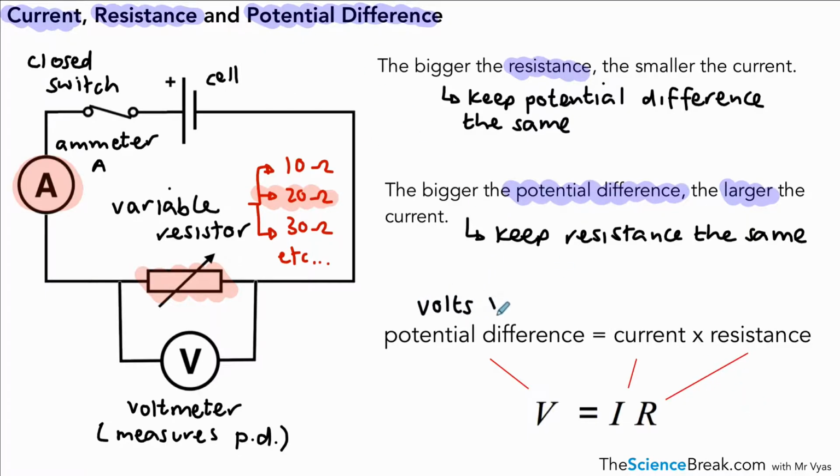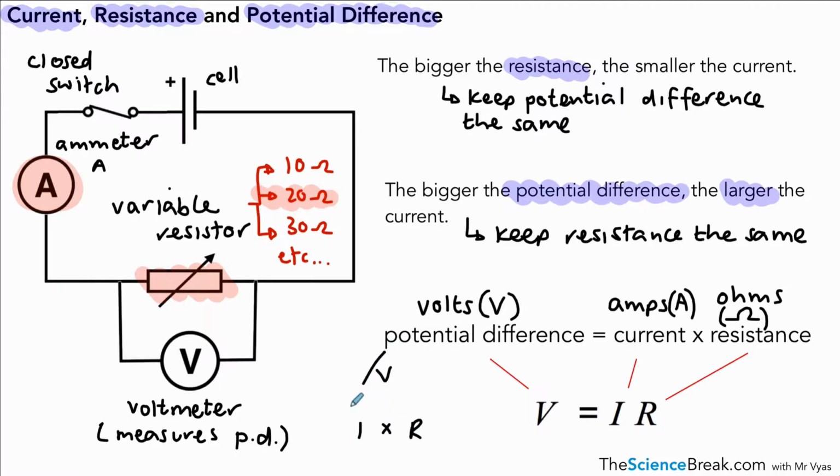Now hopefully you should know these by now, or at least two of them. So potential difference is measured in volts, current is measured in amps with the capital A, and resistance is measured in something called ohms, and there's our symbol there. It's a Greek letter, and that's the symbol for ohms. Okay, now we're going to use this equation a little bit later on.